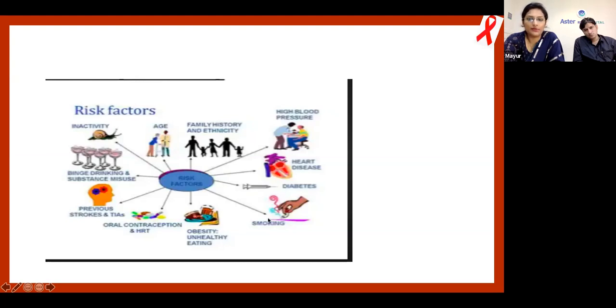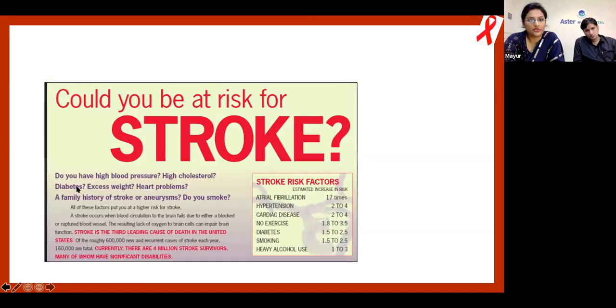And then if there's a family history of stroke, and then the lifestyle factors are there, like sedentary lifestyle, excessive alcohol, and smoking is a risk factor because it tends to increase the blood clotting tendency. Then if there is a previous history of strokes or TIAs, then again, there's an increased risk of stroke. And then obesity, unhealthy eating habits, oral contraception, and medication. Some medications are known to increase the chances of stroke. So these are all the various risk factors for stroke.